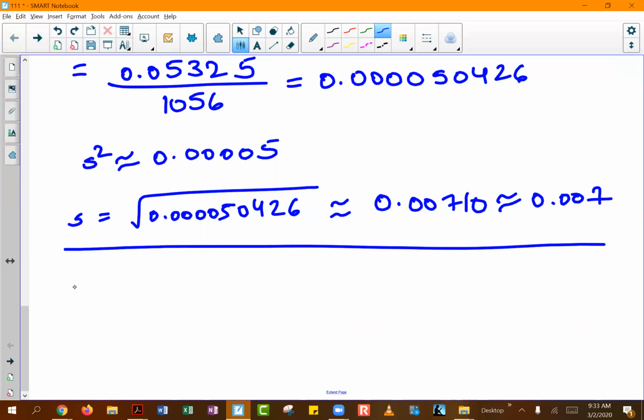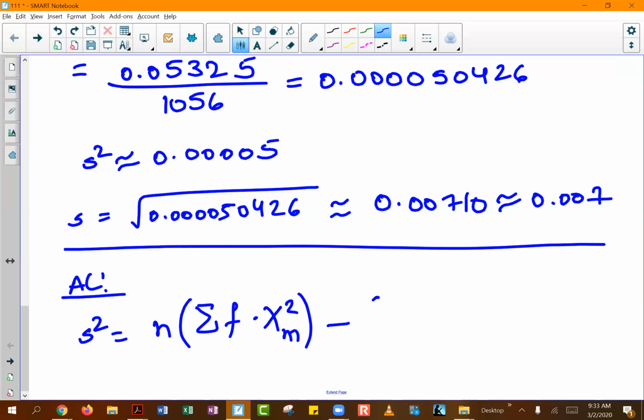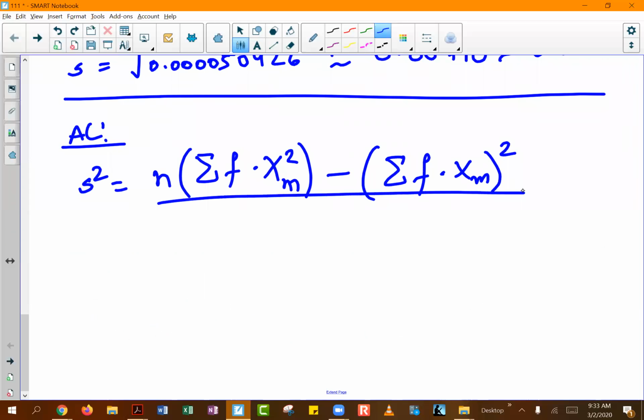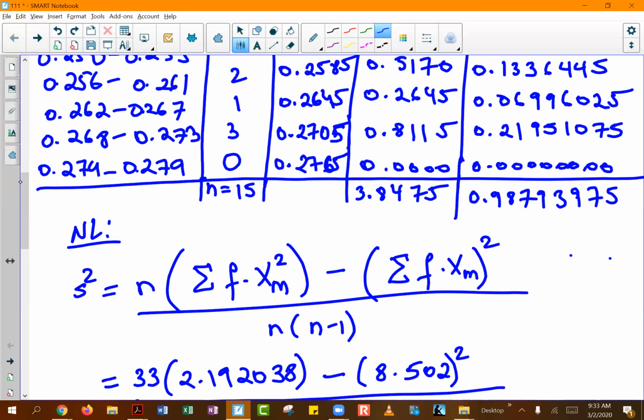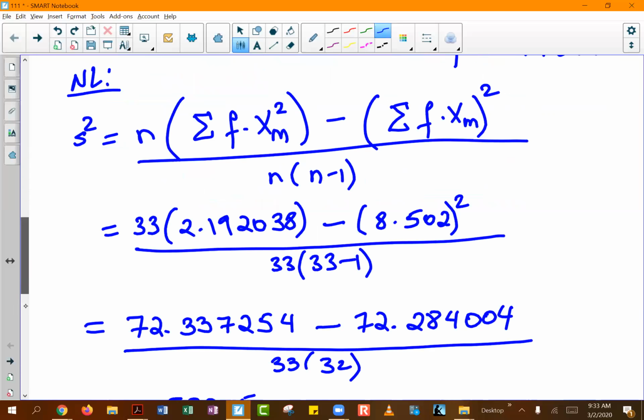And this will be for the American League, starting with our variance, which is n times the summation of the frequency times x sub m squared, minus the summation of f times x sub m, the whole quantity squared, divided by n times n minus 1. So our n is 15, right? And again, you'll need to go back to the column here. This number here is 9879.